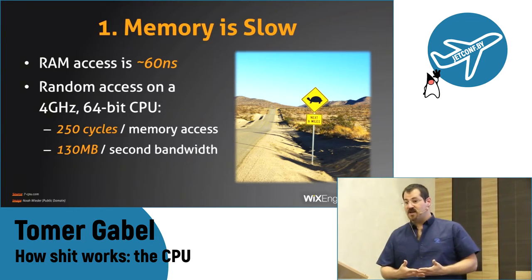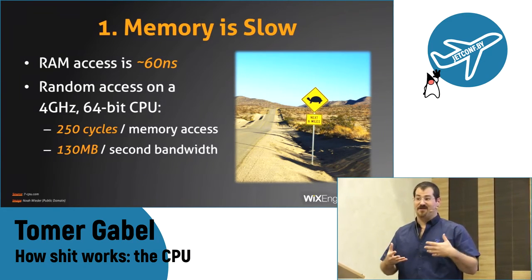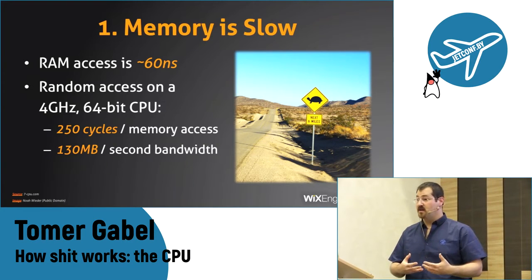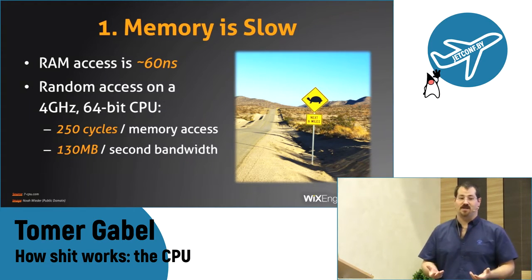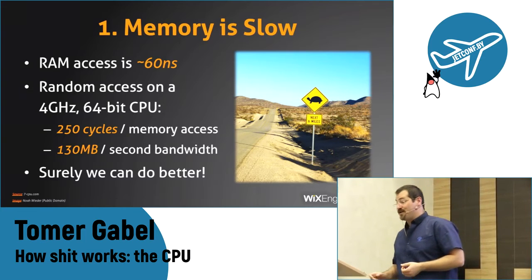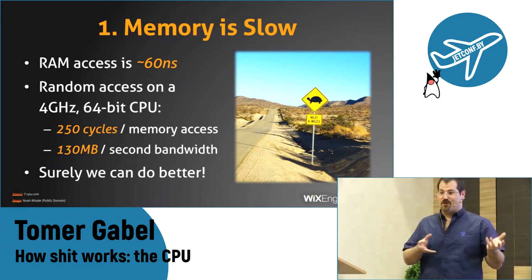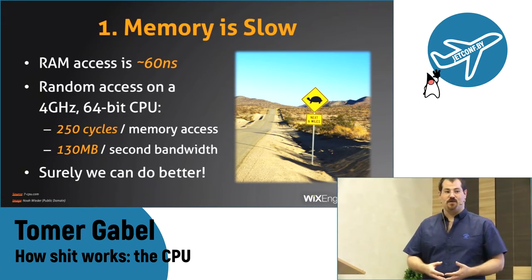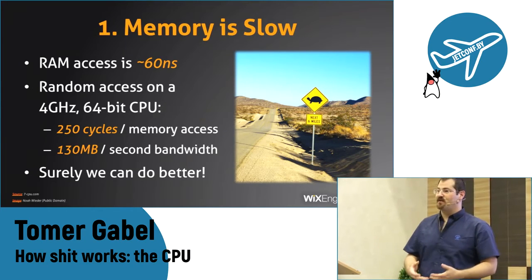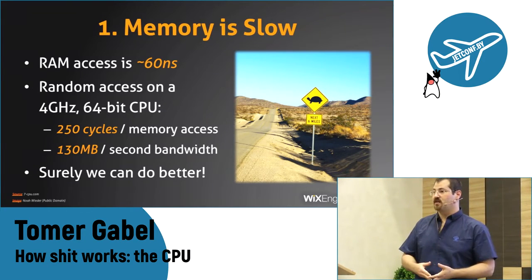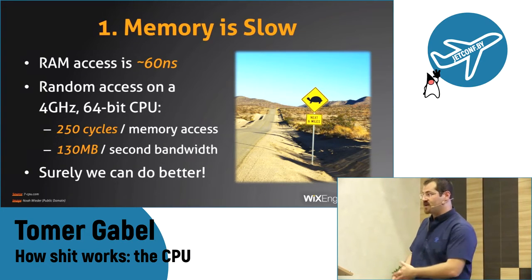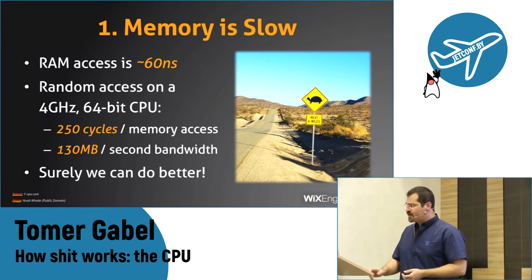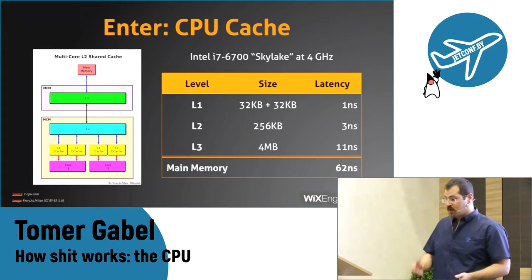And modern CPUs actually provide you with more in line of 6 gigabytes per second bandwidth. So obviously we're missing something. Surely we can do better. There is some mechanism within the CPU that guarantees us way, way faster memory access than we would get for completely naive random access to main memory. And that mechanism is the CPU cache.